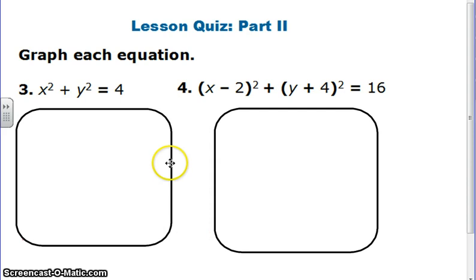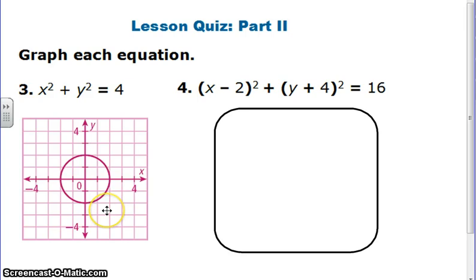And pause and graph these carefully. Come back and check your work. This one is given, radius of 2, center at 0, 0, right? And here we have a center at 2, negative 4, with a radius of 4, plus or minus 4.